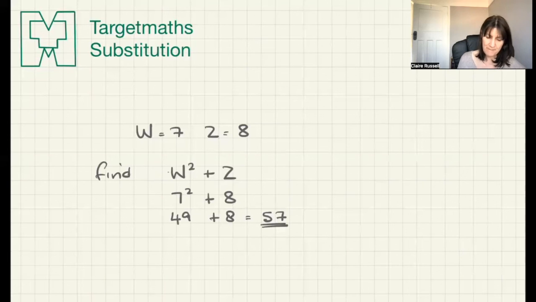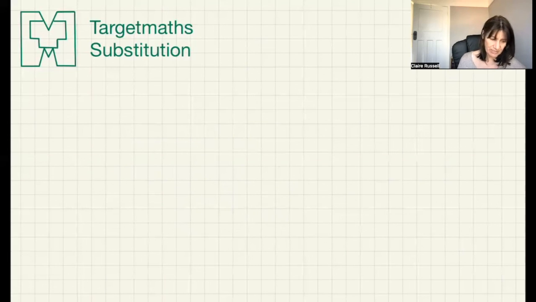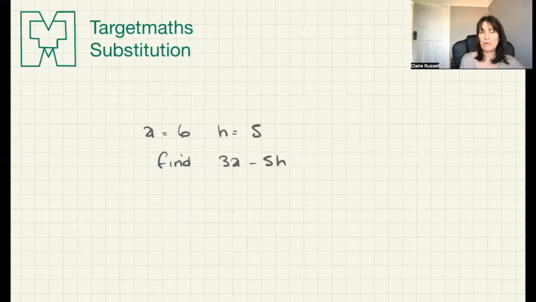Okay, let's do one more. And I think we'll change the numbers. So we've got a bit of variety going on. Let's say A is equal to 6 and H is equal to 5. I would like you to find, work out, evaluate, okay, 3A minus 5H. So hit pause and press play when you're ready.